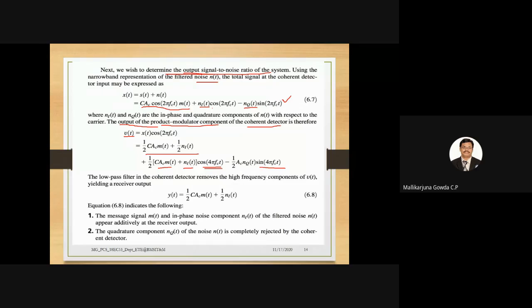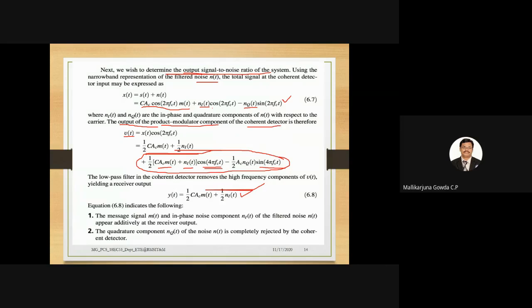This I am applying to the low pass filter. So when I apply this to the low pass filter, what it will do? It will be eliminating this component, right? The component which is there at 2 FC. So only I will be getting the first two terms. That is why I have written the output of the low pass filter in the coherent detector as Y of t is equal to 1 by 2 CAC M of t plus 1 by 2 NI of t. So this is my output of the low pass filter in the DSBSC receiver.